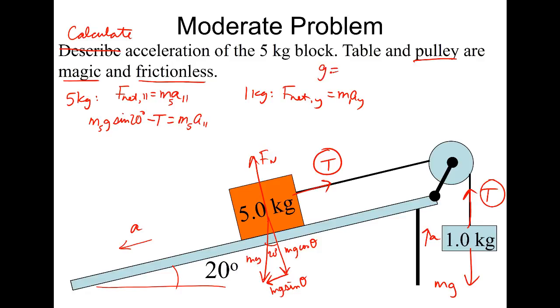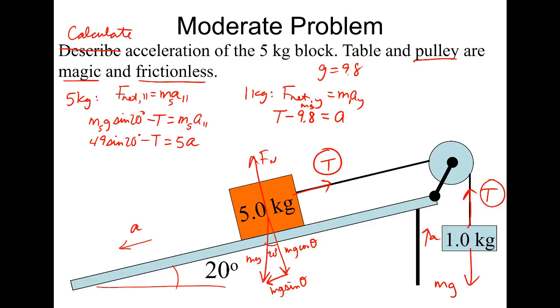Okay, so taking that gravity is 9.8, that would be basically 49 sine of 20 minus T is equal to 5A. Likewise, for the 1 kilogram block, we would have T minus 9.8, which is mg, right? 1 times 9.8 would equal 1 times ay, which is just a. Okay, so these accelerations have the same magnitude because the system is connected. The tensions have the same magnitude because it's the same string.